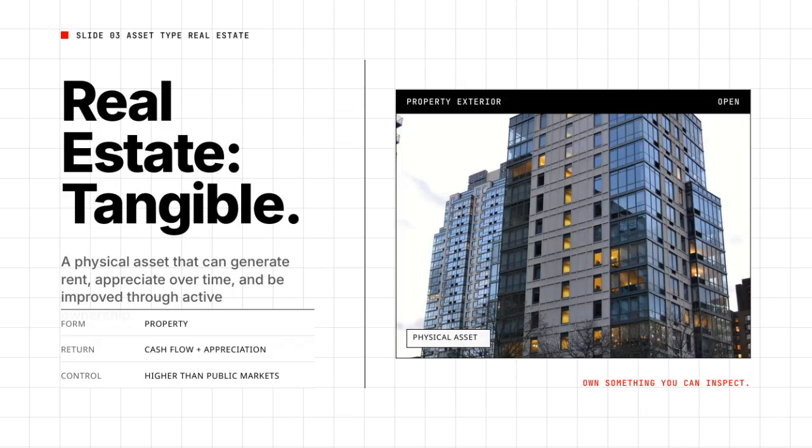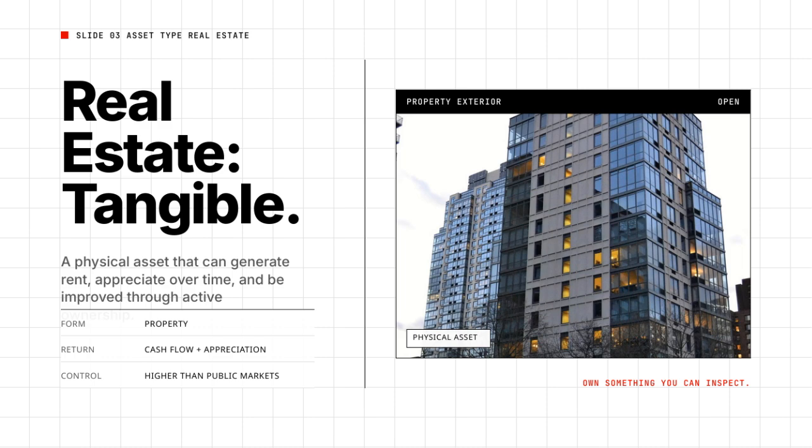When we talk about real estate as an asset type, it's important to recognize that it's a tangible, physical asset. This means you can actually see and inspect it, which is a big advantage compared to many other investments. Real estate generates value in a few key ways. First, it can produce rental income, providing a steady cash flow. Second, the property itself can appreciate over time, increasing its overall worth.